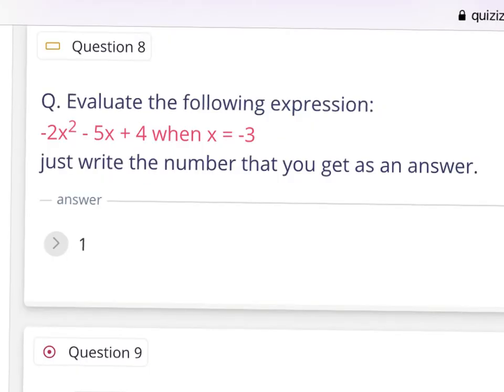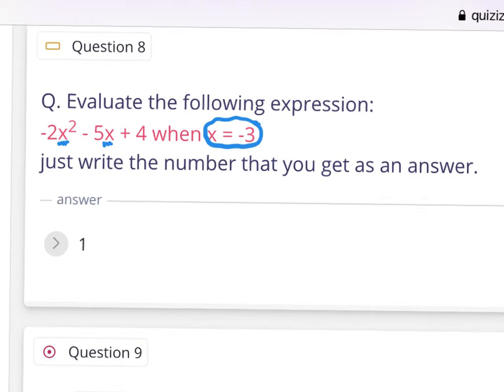Evaluate the following expression. What does that mean? Evaluate means to plug in the value that they give you and then simplify using PEMDAS, okay? So they give us what value? They give us that x is equal to negative 3. So wherever you see an x, there's an x right here and there's an x right there, you're going to plug in negative 3.